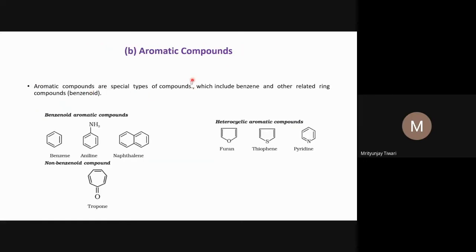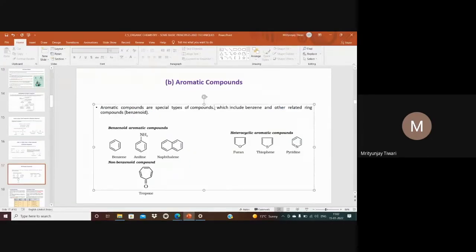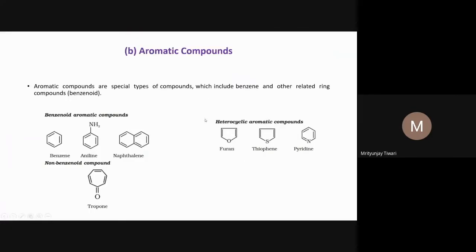Let's now see aromatic compounds. Aromatic compounds are a special type of compounds, which have special kinds of properties. Because of that, the chemical properties and also some physical properties of these compounds are different. Because of aromaticity, one kind of stability term, these compounds are very stable, and because of this stability, these compounds are less reactive.